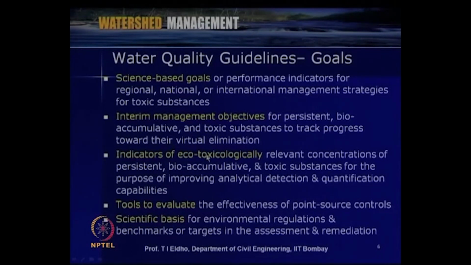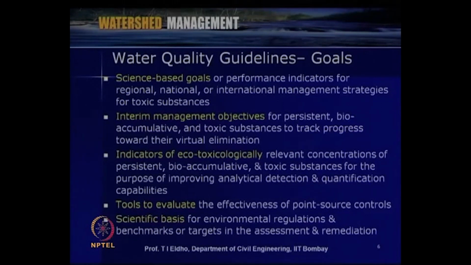And then indicators of ecotoxicology, like relevant concentrations of persistent, bioaccumulative or toxic substances, for the purpose of improving analytical detection and quantification capabilities, are needed when we set the specific goals as far as the water quality guidelines are concerned. So, accordingly we should have the tools to evaluate the effectiveness of point source controls or non-point source controls.